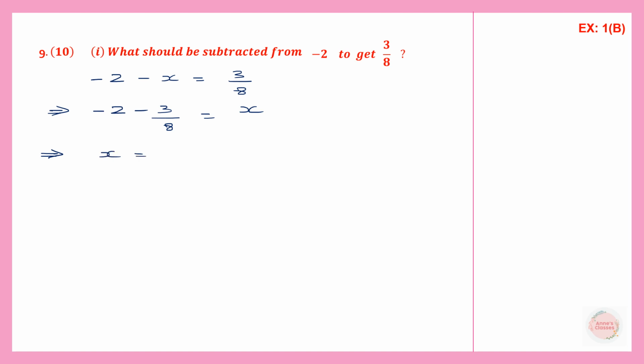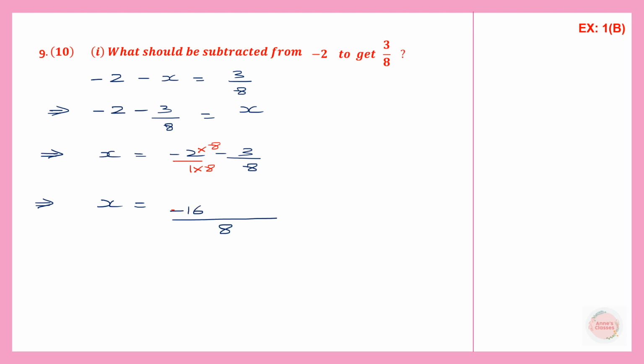X is equal to minus 2 minus 3 by 8. Now let's give this the denominator 1. So now x is equal to, now find the LCM. 1 and 8 are the denominators, so the LCM will be 8. Look at the first rational number, minus 2 by 1. So 1 into 8 is 8. So multiply minus 2 also by 8. Minus 2 into 8 is minus 16.